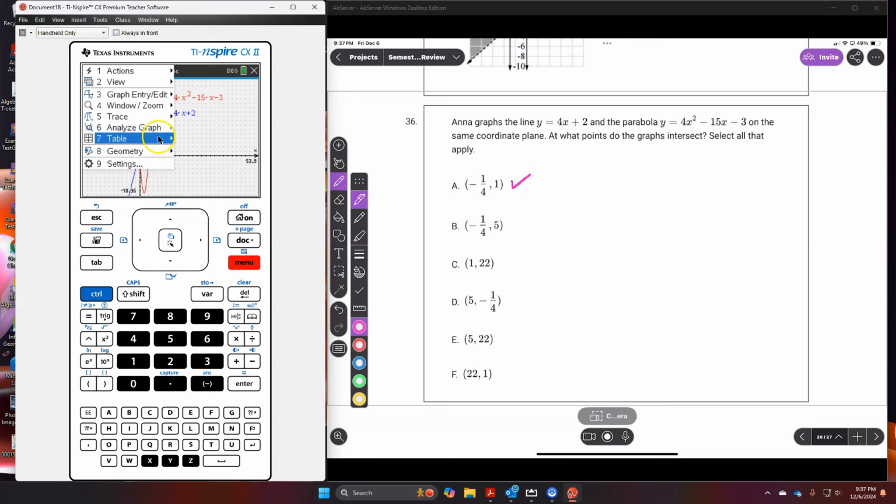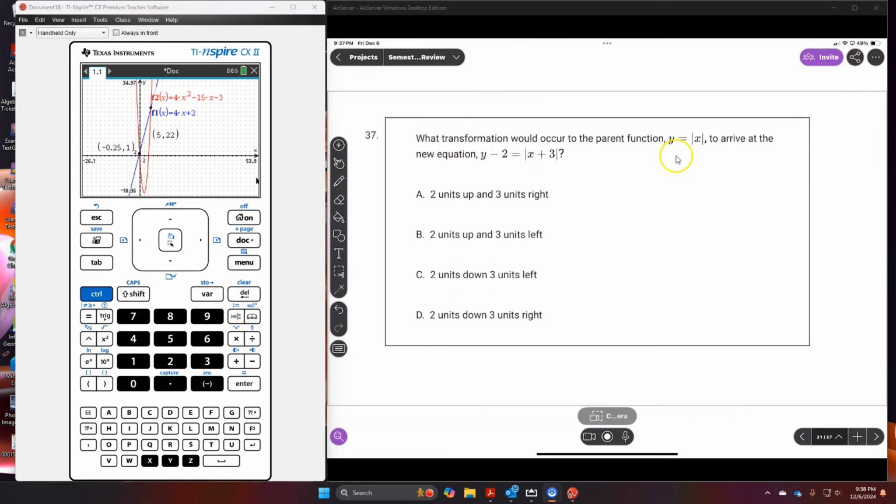So menu, analyze graph, intersection, which is 5 and 22. So in this problem, you might have a multi-select answer, so you have to select two answers here. What transformation would occur to arrive to the new function?